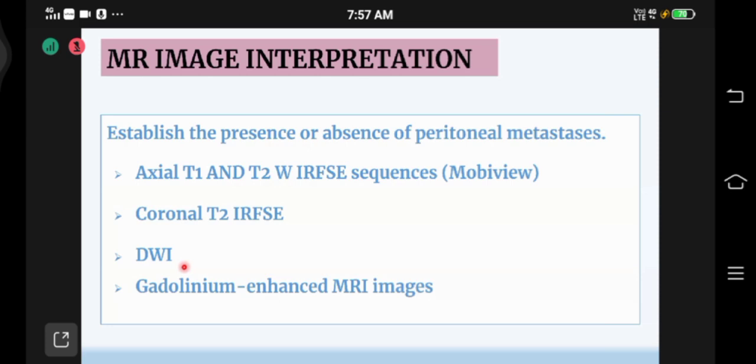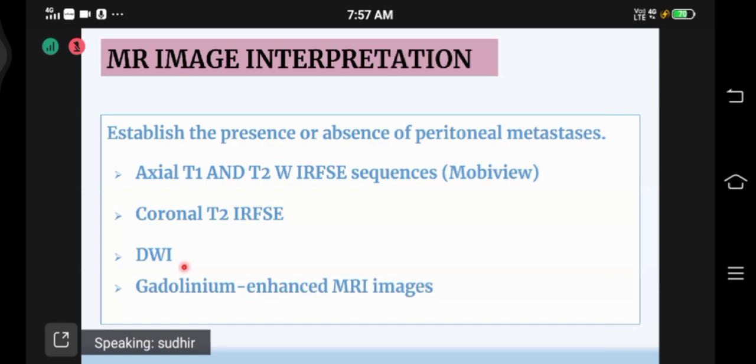Then the third one is the diffusion weighted sequences. So high resolution diffusion weighted image sequences are very important, at least B800 to B1000. Based on the machines, I would suggest we acquire this set of diffusion weighted sequences with a good number of excitations, so that good SNR is there and we can pick up very, very small nodules.